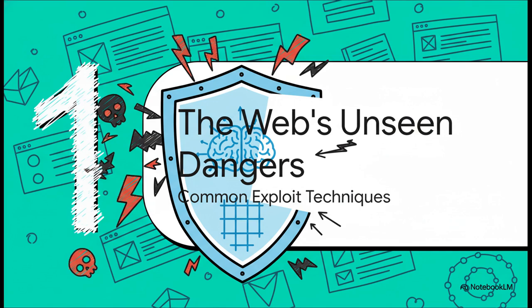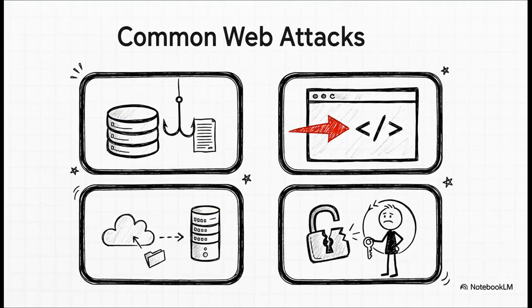So let's start by taking a look at some of the web's unseen dangers, the common tricks that attackers use to break in. So you've got some heavy hitters here. Things like SQL injection, where an attacker basically tricks a database into spilling its secrets, or cross-site scripting, also known as XSS, where they sneak malicious code into a website, just waiting for the next visitor to trigger it. And these aren't just hypotheticals. These are real-world threats that are happening all the time.